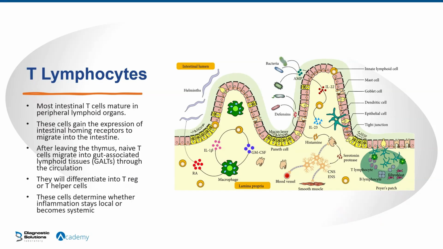T lymphocytes behave a little bit differently. They will actually leave the thymus as naive cells, and then they'll go to the GALT tissue, or the gut-associated lymphoid tissue, through the circulatory process. When they get there, they will actually mature, and they will differentiate into either T regulatory cells or T helper cells. These are the cells that determine if inflammation is going to stay local or become more systemic.